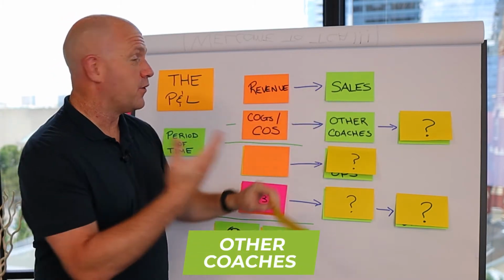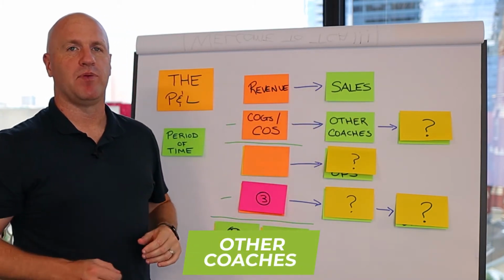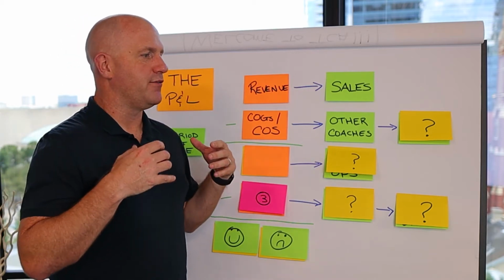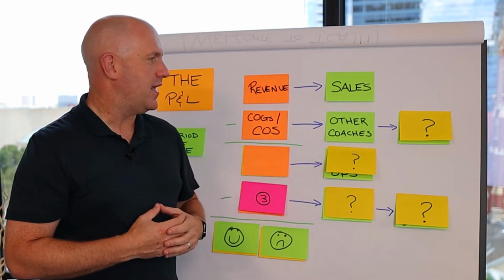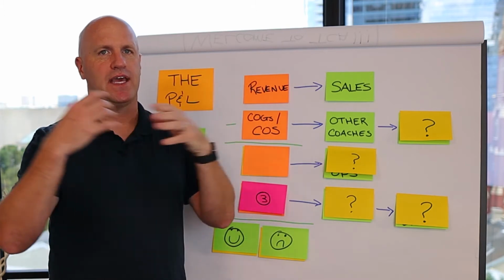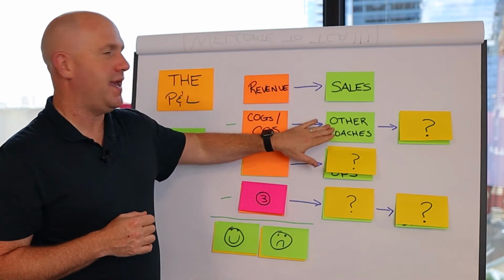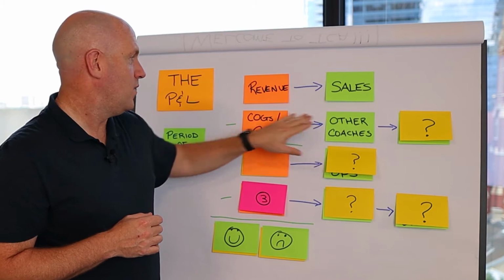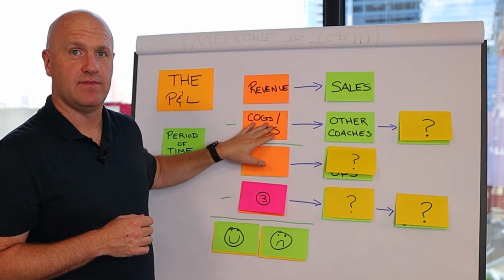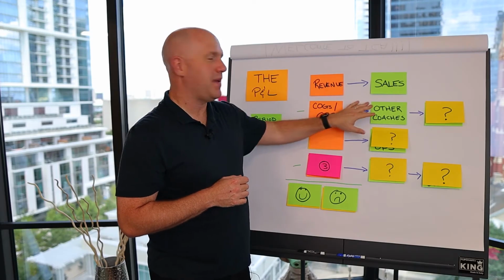All right, the kinds of expenses that go into cost of goods or cost of services are other coaches. So if you have a coaching program and you've got your friend Amanda helping you out, and she takes some of your clients and you take some of your clients, the money that you pay to Amanda would be considered a cost of services. Okay, so it's any money that you're paying to other coaches.